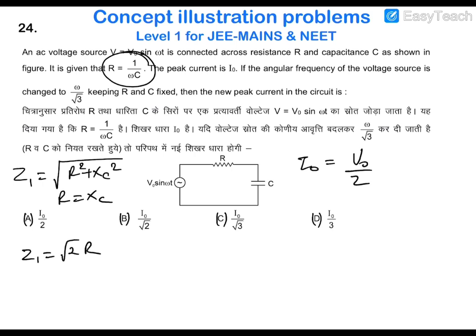This is Z. And now if we write down the value of I naught, it would be V naught by root 2 R. And obviously if R is equal to XC, we can say it is V naught by root 2 XC.